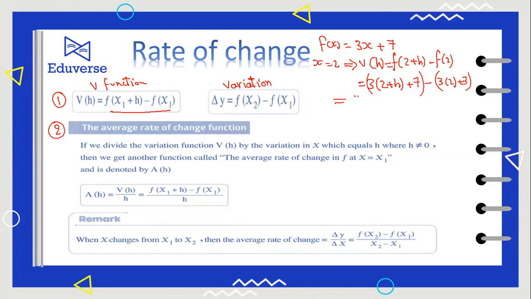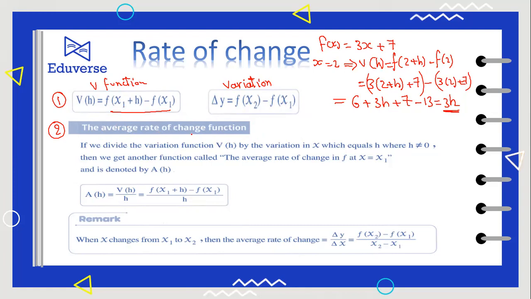3 multiply 2 is 6, plus 3 multiply h, 3h, plus 7, minus 3 multiply 2, 6, plus 7 is 13. The value will be 3h. Then the variation function is 3h. That's the value of a variation function. But if I want to find the variation value from x1 to x2, you have a new value minus the old value, function of the new value minus function of the old value.